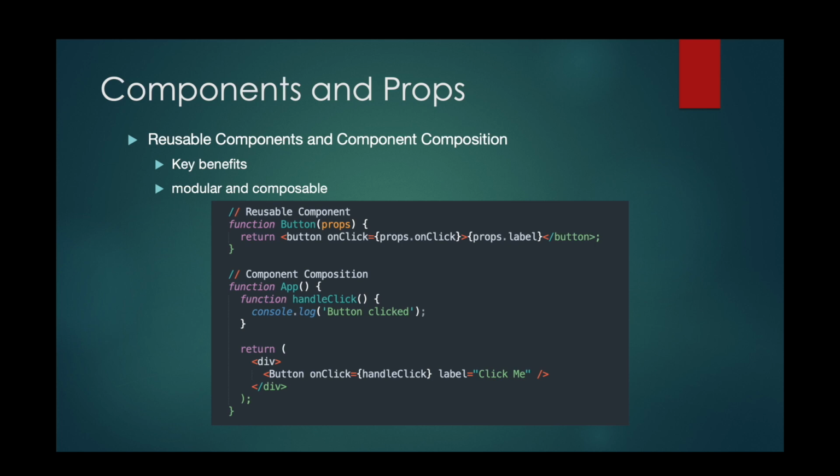In summary, components are fundamental building blocks of React applications. Whether functional or class-based, components allow you to create modular, reusable, and maintainable UIs. Props enable data flow between components, while component composition enables the creation of complex UIs from smaller reusable parts.